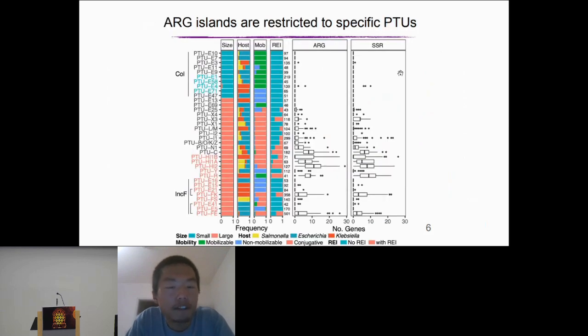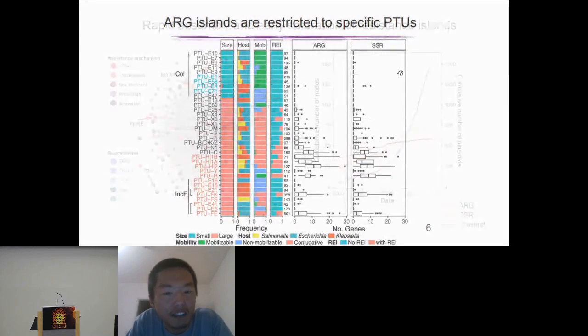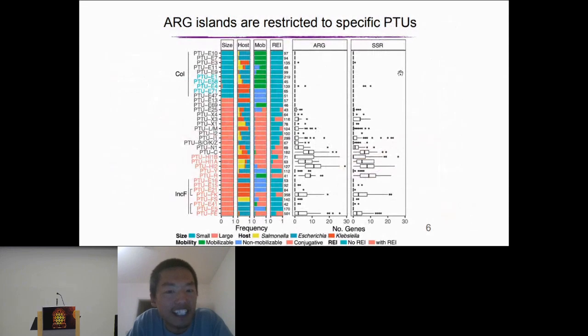I embedded this knowledge into the plasmid lineages, here PTU, plasmid taxonomy units. In this plot, I show that the ARG islands are restricted to specific PTUs, mainly in plasmids with size larger than 20 kilobase pairs, but not only the large plasmids carry ARG islands.